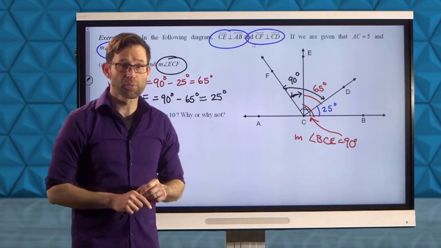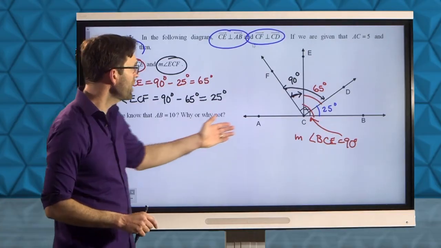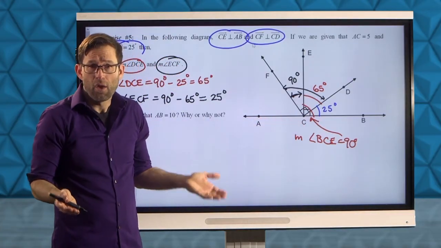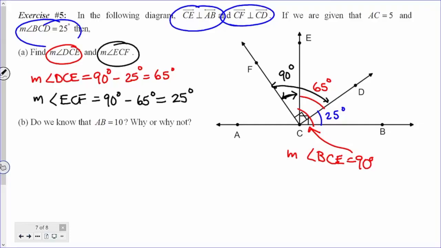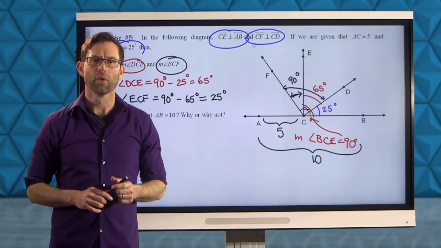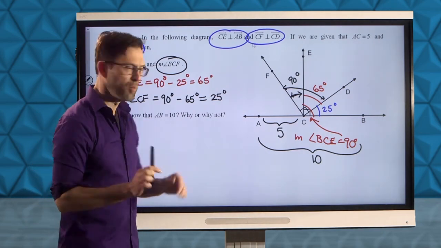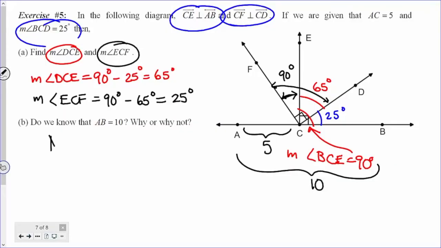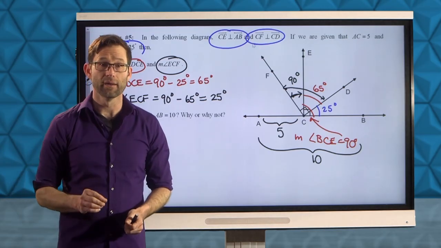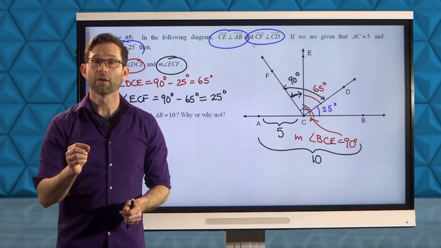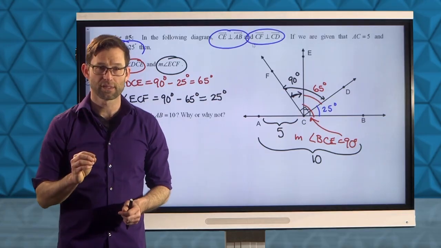Okay, so the last part of this problem though asks us, do we know that AB is 10? Do we know that? Right? We were told in the problem very, very clearly that AC was equal to 5. Do we know now that AB is 10? What did you write down? Well, I hope that you said no. Now remember, I'm not saying no, AB doesn't equal 10. I'm not saying that. I'm saying no, we don't know that it is, right?